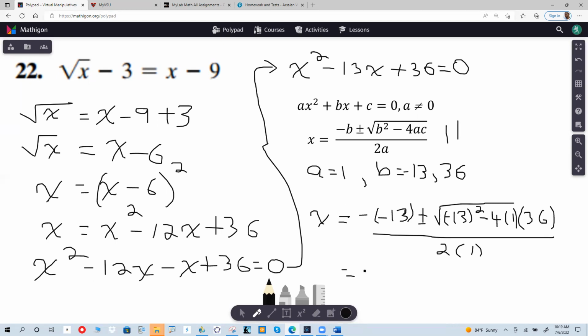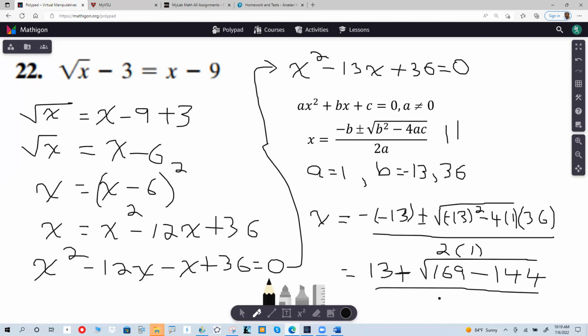What do I get here? I get positive 13. And negative 13 squared is 169. And of course, most of you will use your calculator. 36 times 4 is going to be 144. I'm going to check it once again. I think that's right. Okay, 169, and don't forget the bottom. 2 times 1 is 2.